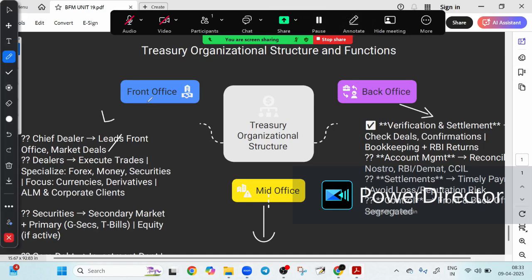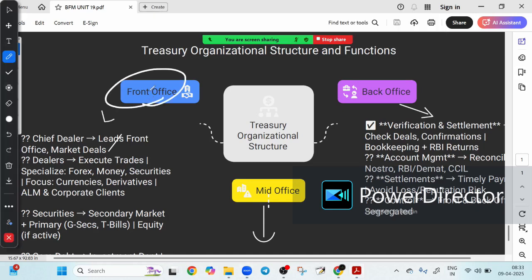First, let's talk about the front office. As you can see here, this is the face of the Treasury operation, right?